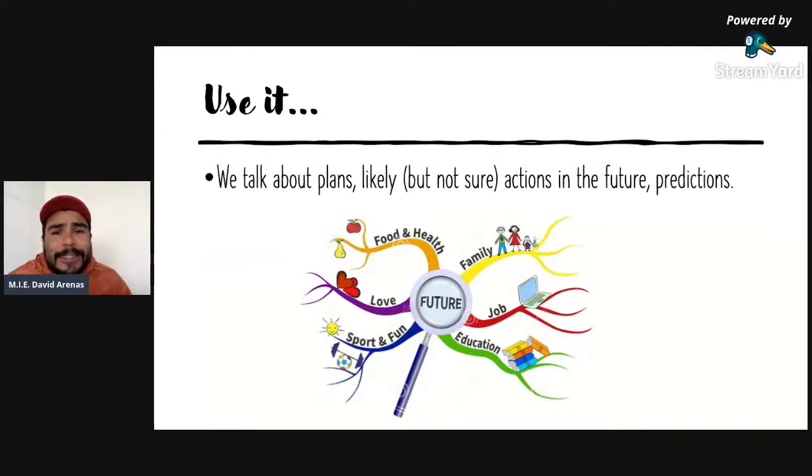So, when do you use it or what do you use it for? We use the future with will to talk about our plans, like the plans you have for your future, your plans for holidays, your plans for Christmas, and the different plans you may have for your life. You can also talk about likely but not 100% sure actions in the future, right? That will be predictions. You can talk about a prediction, for example, next year we will go out or we will go to the movies, for example. It's likely, but it's not 100% sure. It's just a prediction.